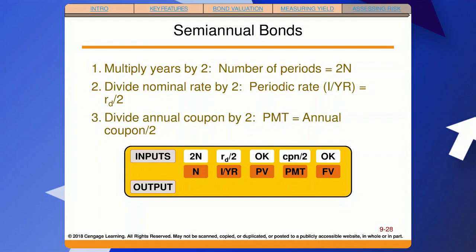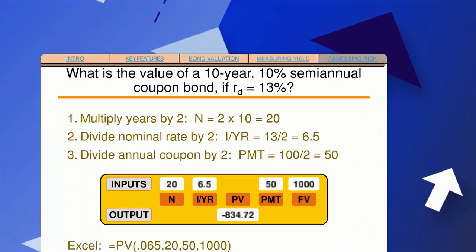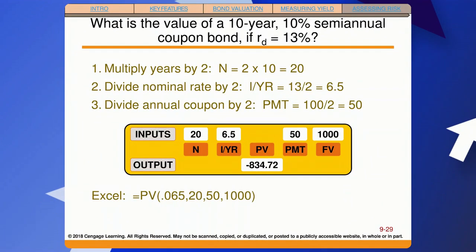Sige, para maintindihan, ito yung sample natin kanina, di ba? So, meaning, 10 years tayo, semi-annual to. So, magiging 20. Then, the nominal rate, of course, to be divided by 2. From 13, magiging, what? Magiging na siyang 6.5. Then, divide also by 2 is the PMT. Hindi na siya 100, but 50. Future value, same pa din, 1,000.